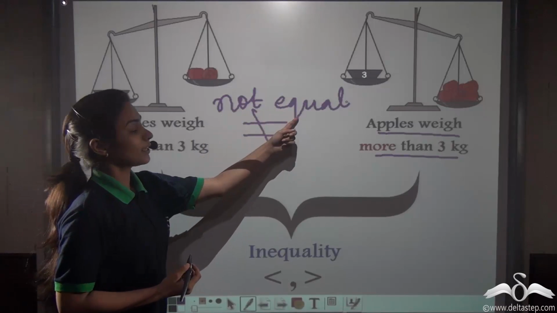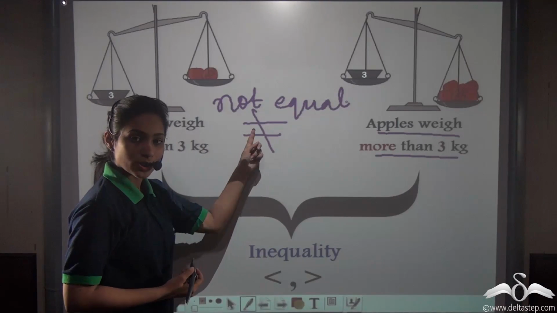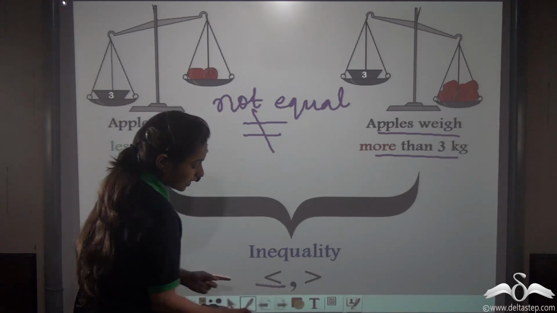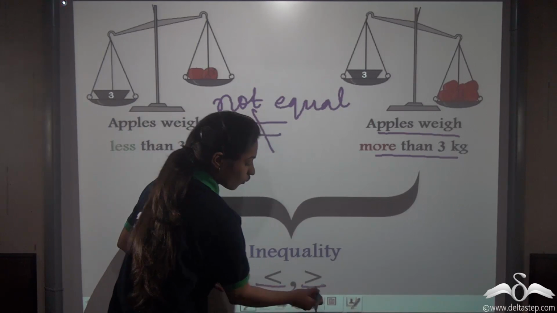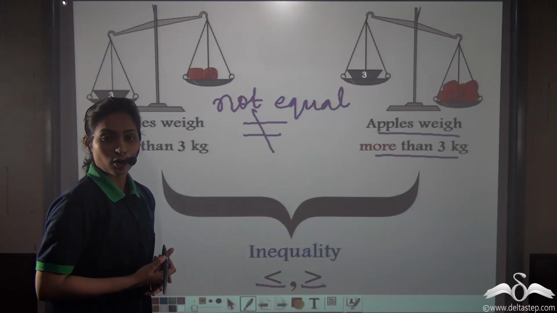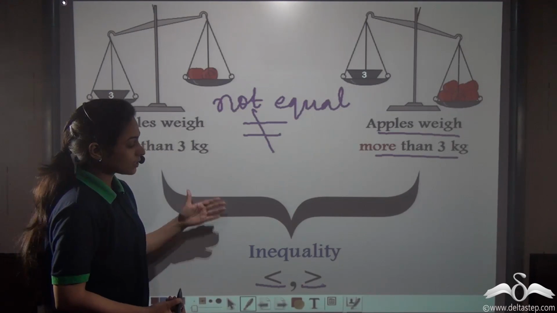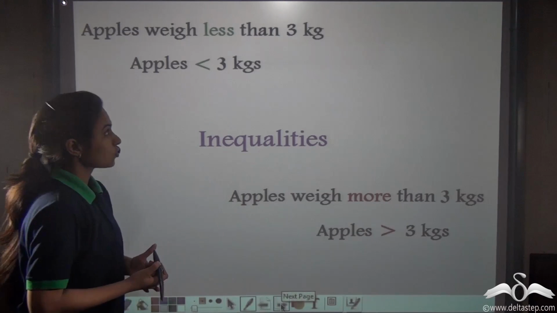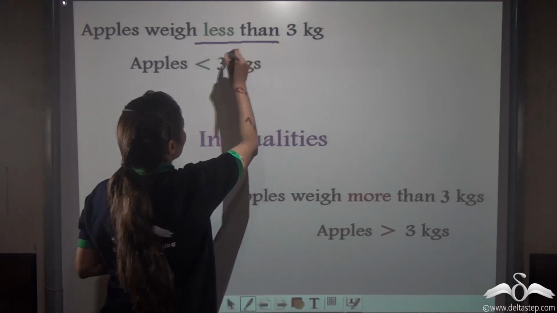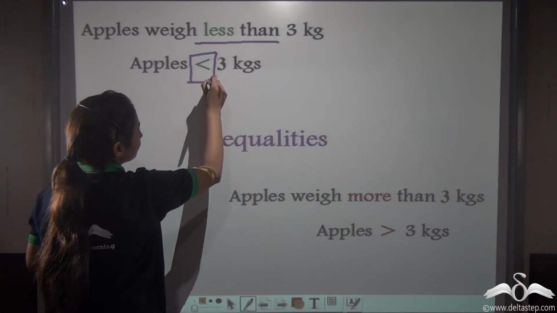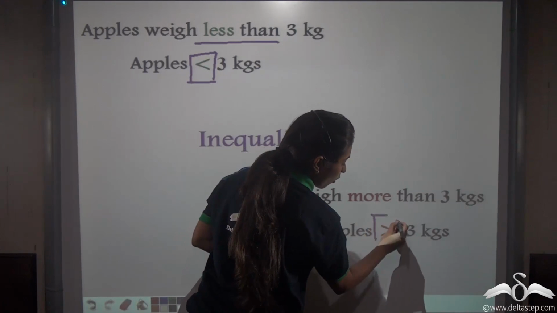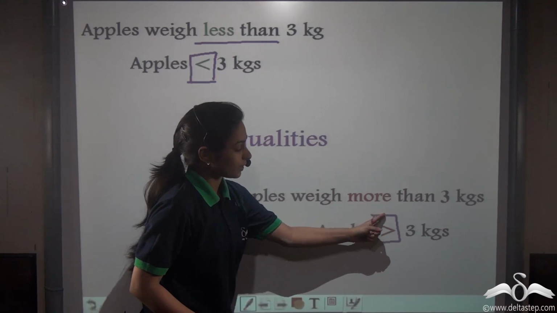Now, not equal can be represented by this symbol, not equal, or there are more symbols for it. This is the less than sign and the more than sign. Well, there are two more symbols which represent inequality. I will tell you about them later. Now, let us focus on this. So, apples weigh less than 3 kg. This less than can be denoted by this symbol. And apples weigh more than 3 kg. So apples are more than 3 kgs is represented by this symbol.